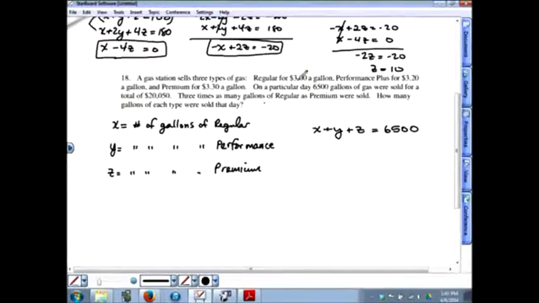So now here it says the price. Regular is $3 a gallon, performance is $3.20 a gallon, premium is $3.30. Talk about the revenue generator. The revenue generated for that day was $20,050. So the revenue just from regular gas was $3 multiplied by the number of gallons sold. The revenue generated from performance is $3.20 multiplied by the number of gallons sold. And from premium, it's $3.30 multiplied by the number of gallons sold. Premium. And according to this, the total revenue is $20,050.